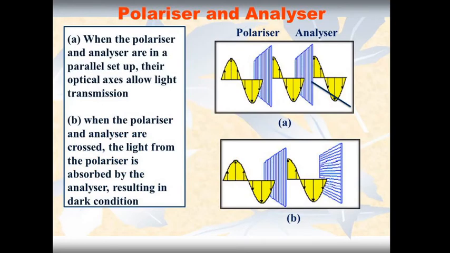What is the basic difference between the polarizer and analyzer? This diagram shows the light wave passing through the polarizer, and it can be analyzed by the analyzer. Here we can see that when the polarizer and analyzer are parallel to each other, that is 0 or 180 degrees, we can obtain light. When the polarizer and analyzer are perpendicular, that is in the crossed position, there is no light.